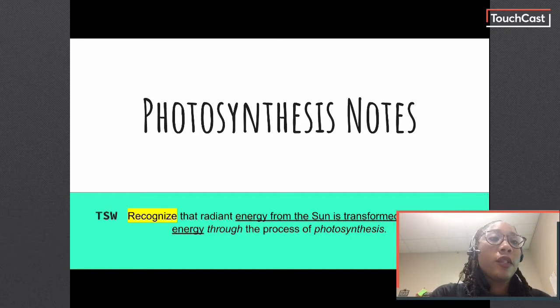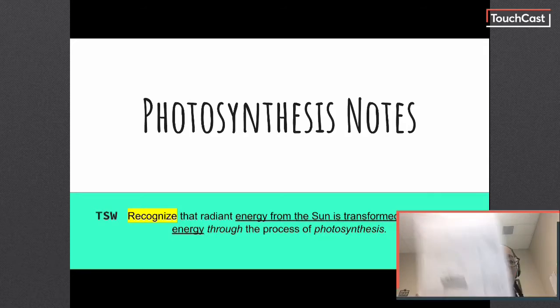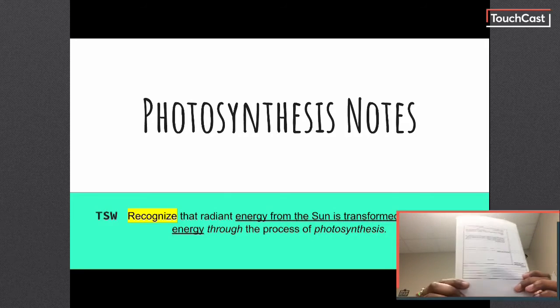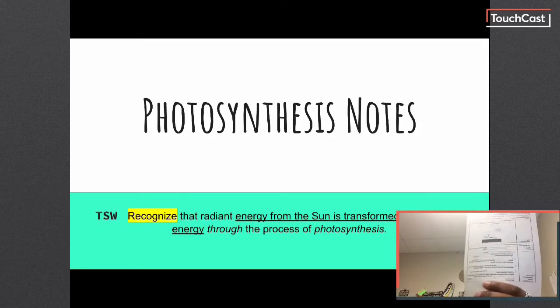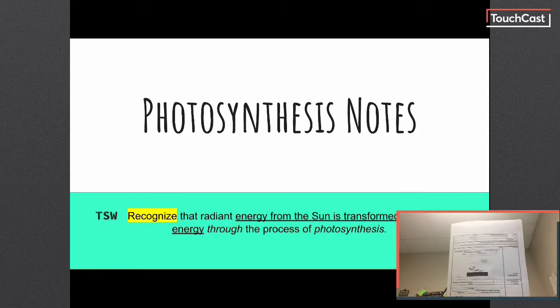We're getting ready to take photosynthesis notes. You have Cornell notes. One side kind of looks like this with a picture of a plant, and then the other side looks like this. So this side will be glued down first, and then this side will be flap glued on top in your notebook.